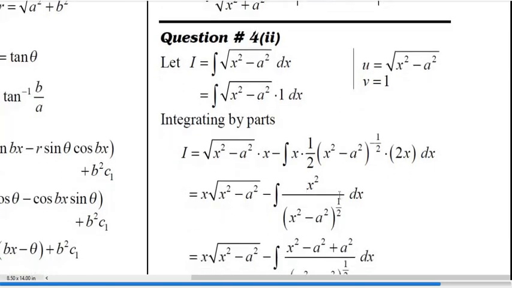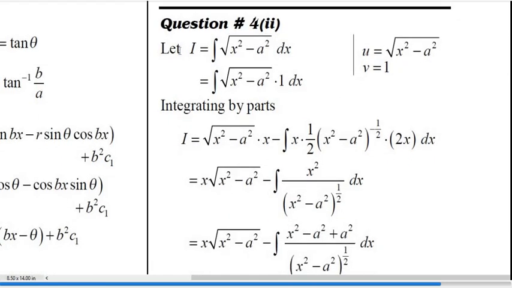Question number 4, part number 2. Let I is equal to the integral of square root of x square minus a square. The derivative of the inner function is 2x, but 2x is not available here, that's why we take another function which is 1. Now applying integration by parts. First function we take square root of x square minus a square. Integration of second function, which is 1, is x, minus integral of the integration of second, which is x.